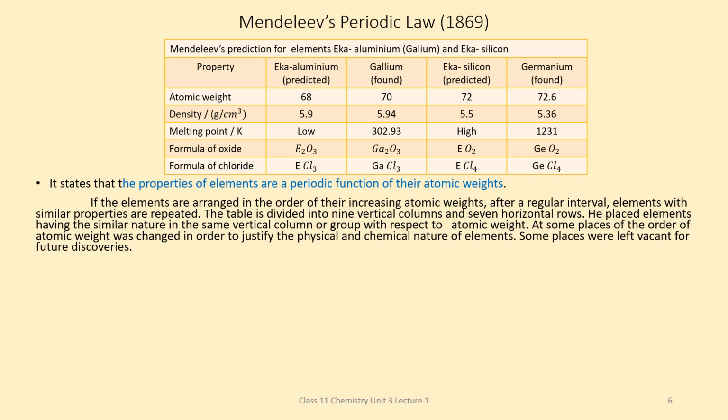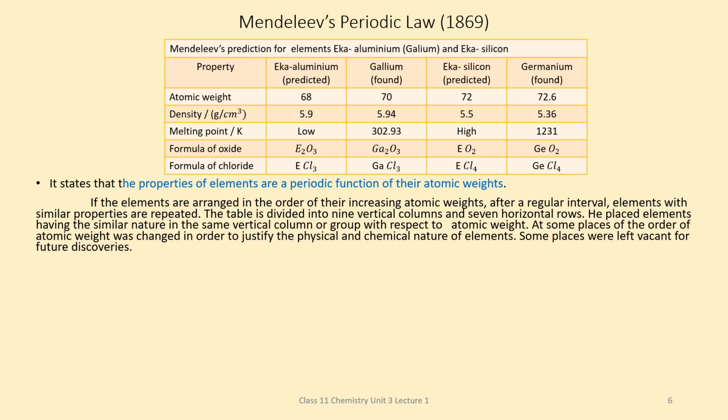Mendeleev's system of classifying elements was more elaborate than Lothar Meyer's. So, he said that if elements are arranged in their order of increasing atomic weights, after regular intervals, elements with similar properties are repeated. The table is divided into 9 vertical columns and 7 horizontal rows as shown in the table in the next slide.